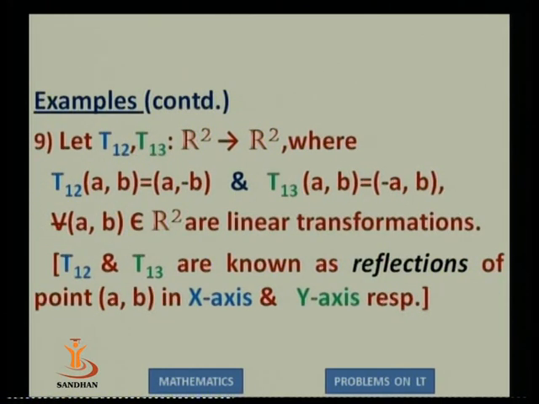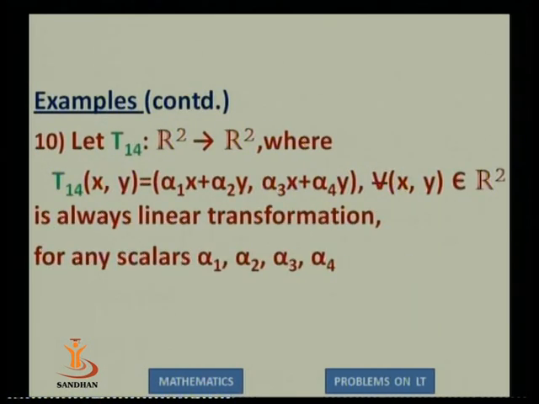We come to the next. If we define T12 and T13, another two functions from R2 to R2, by T12 of (a, b) is equal to (a, minus b) and T13 of (a, b) is equal to (minus a, b) for every vector (a, b) belonging to R2, these are also examples of linear transformations. Here the functions T12 and T13 defined this way are known as reflections of point (a, b) in x-axis and y-axis respectively.